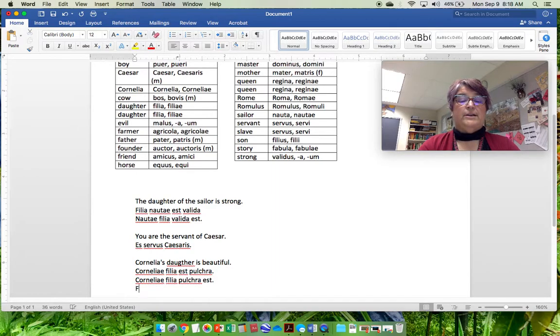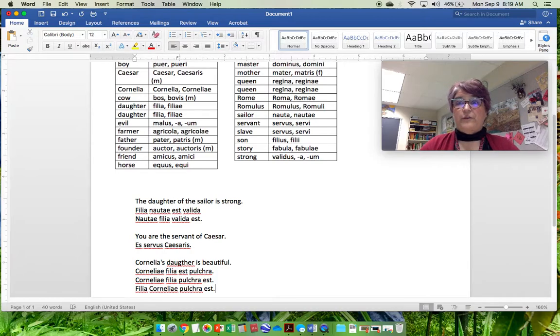Or I could also do this. I will never be confused about which noun pulchra is describing, because you should notice that pulchra and filia have the same ending, and so that helps me to understand that they belong together.